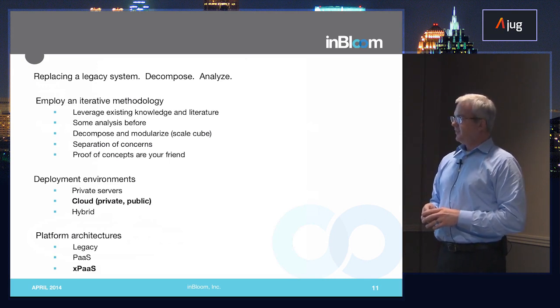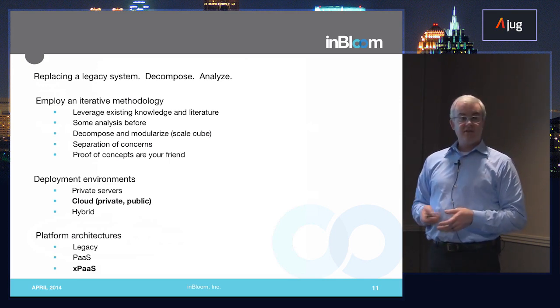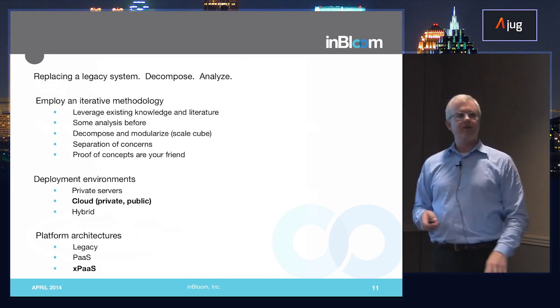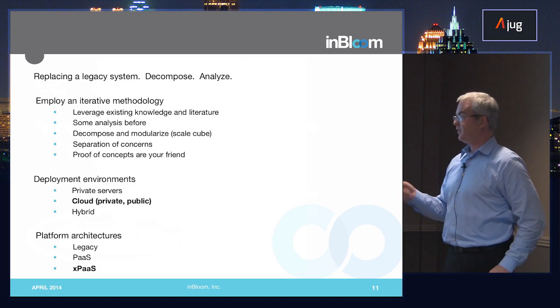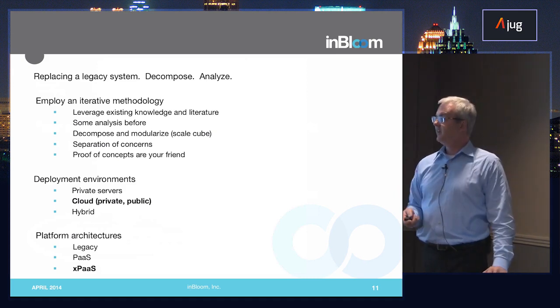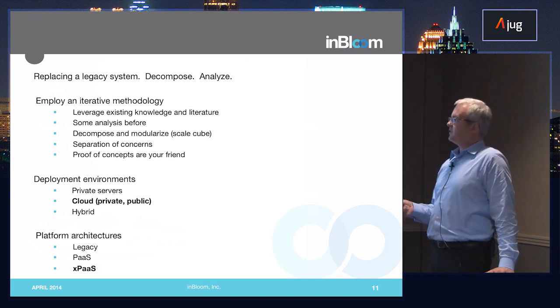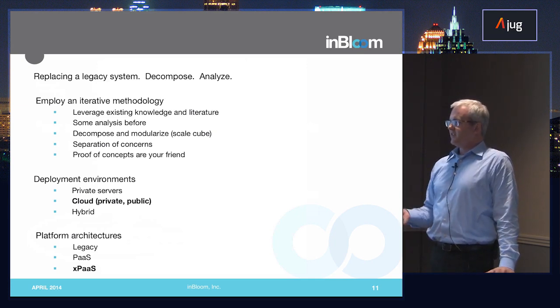There are different development environments. You can have private servers, if it's business critical and you can't afford for Amazon to go down for even a minute, you're going to have your own private environment to run this in. In other cases, you can run this in the cloud safely if you have processes that can be retried or they're not business critical, that's safe.